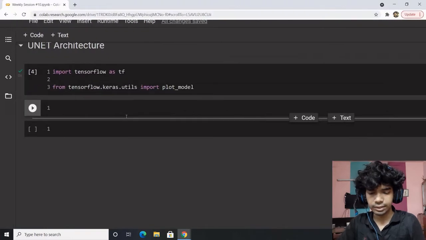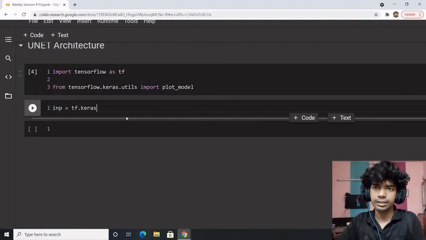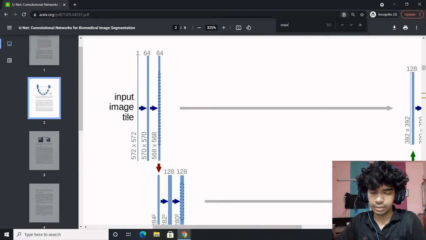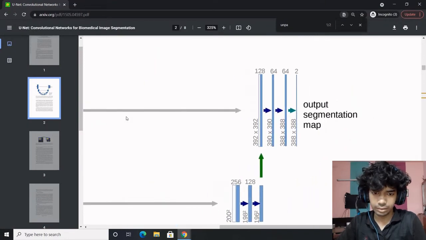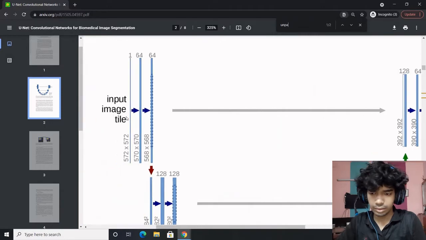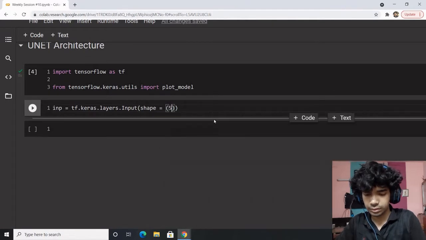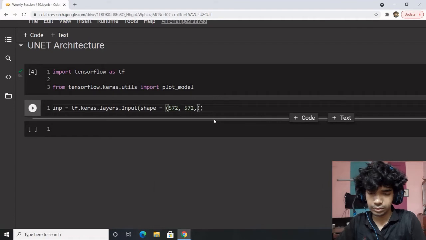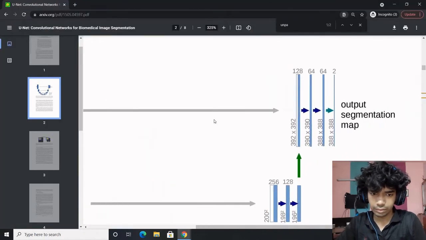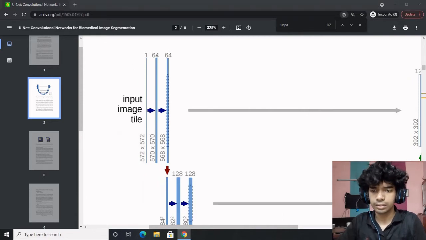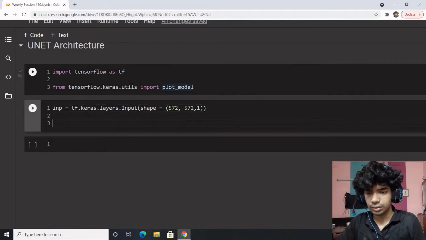Alright, first we have an input image. Input equals tf.keras.layers.Input. The input image size is 572 cross 572, and the channel is 1.